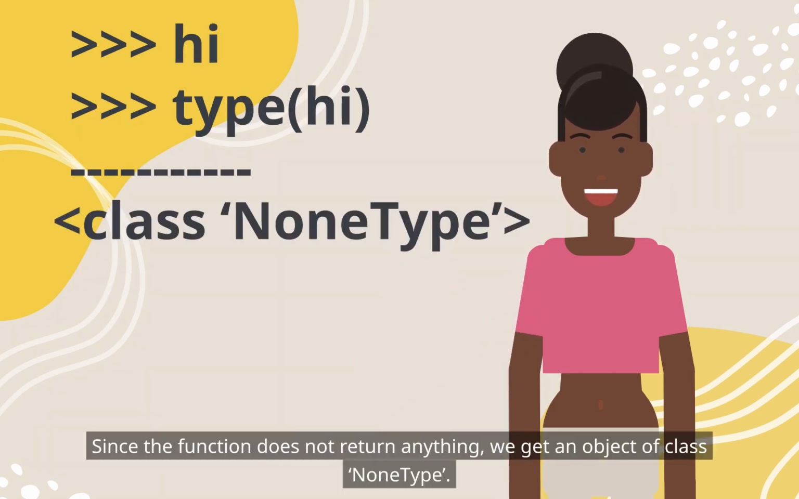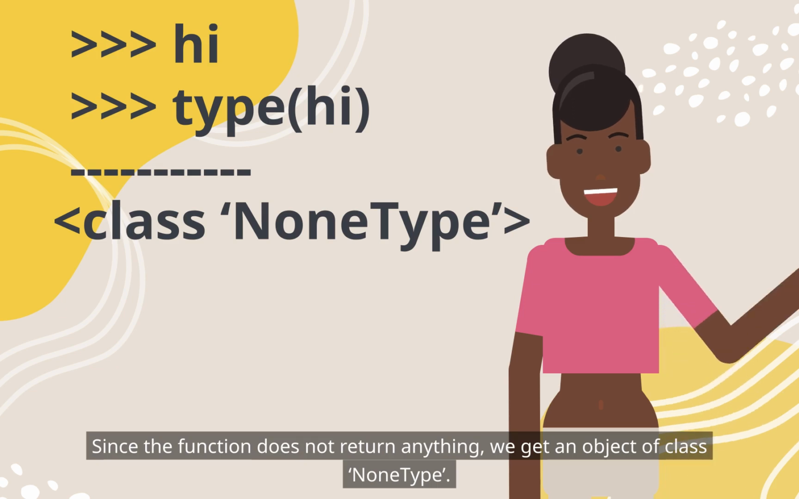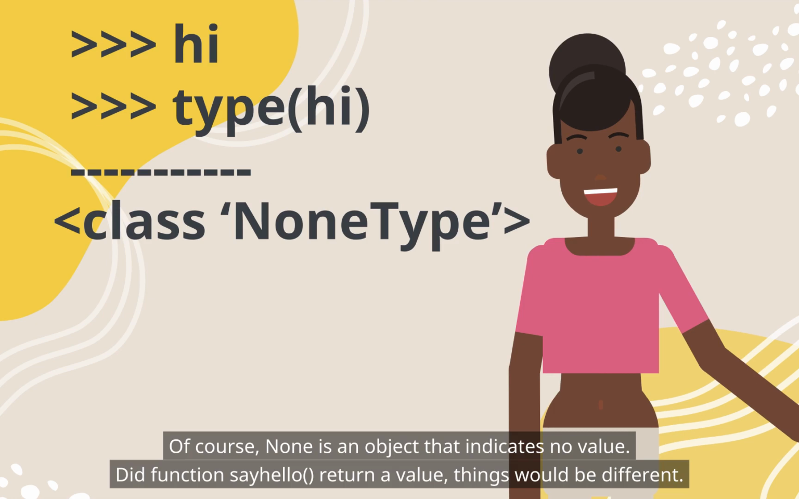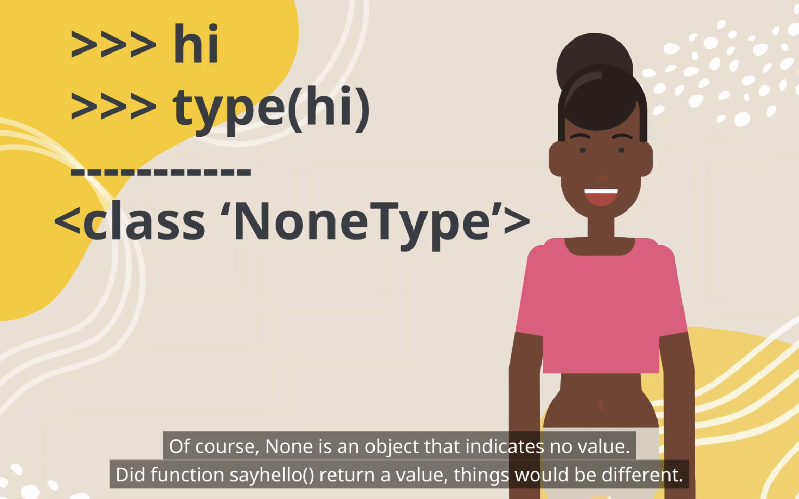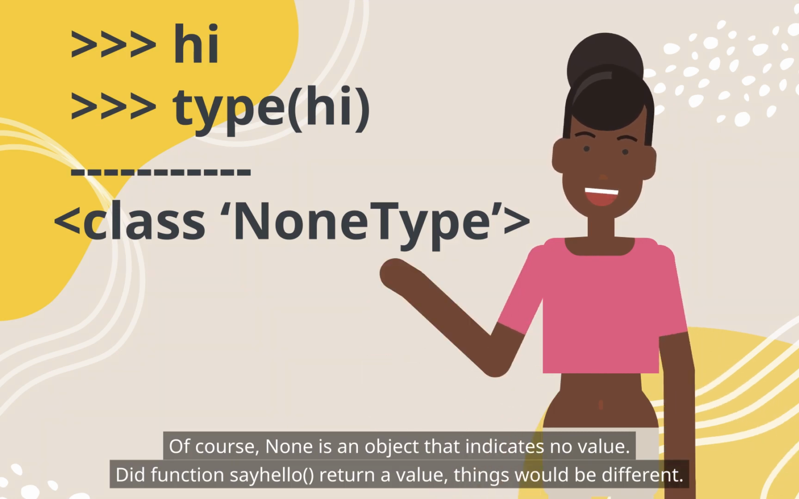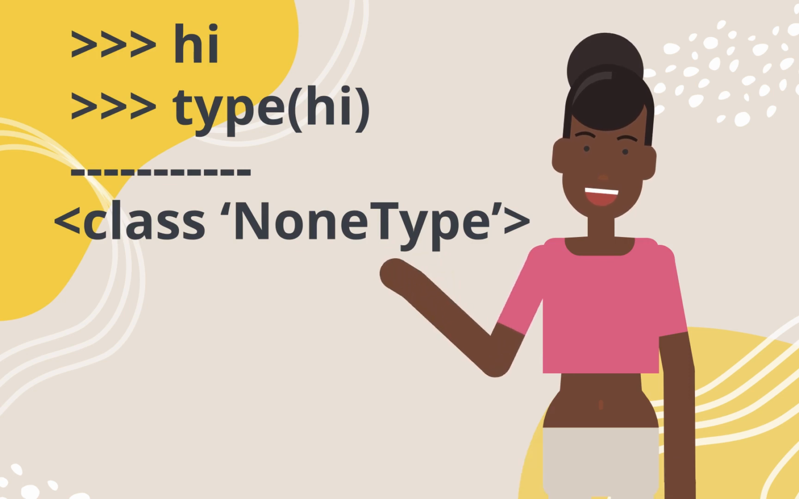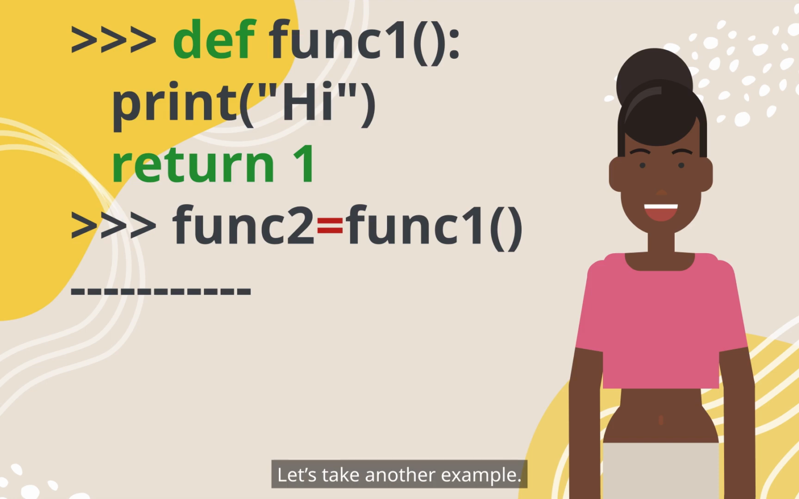Since the function does not return anything, we get an object of class NoneType. Of course, None is an object that indicates no value. Had the function say_hello returned a value, things would be different. Let's take another example.